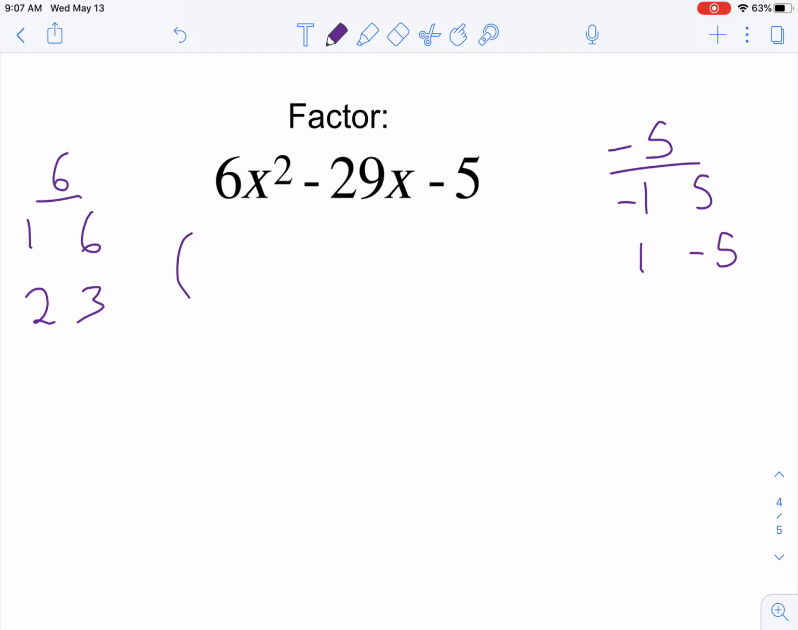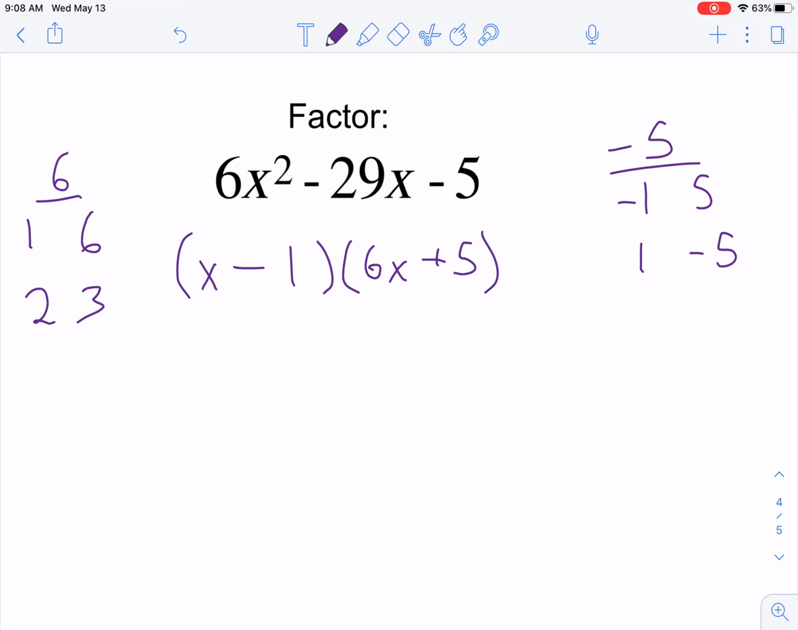And I'm going to use some guess and check again. So again, I've got 1 and 6. So I'm going to say 1x, 6x, and then I've got negative 1 and 5. So I'm going to go minus 1 plus 5. I have no idea if this is the correct answer. I'm just going to use some guess and check and find out.